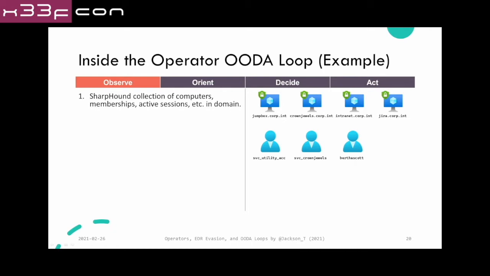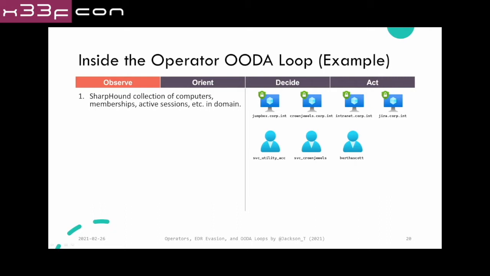So starting with observe, we gather a lot of information during operations, usually at a faster pace than we can articulate, so for the sake of this scenario, I'll just go over a few. First, we have the data from our SharpHound collection, which includes groups, group memberships, active sessions, computers, and so on from the domain that we're targeting.